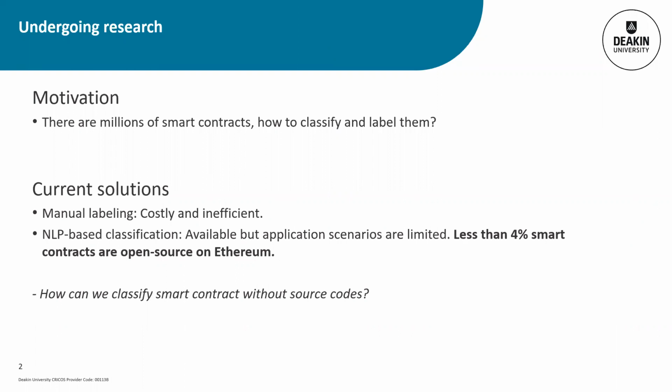Another solution is using natural language processing techniques to classify the smart contracts based on their source code. Actually, some NLP-based classifiers have already been proposed. However, NLP-based models have limited application scenarios because they can only classify open source contracts. But open source code is not compulsory for smart contract developers. According to our literature review, less than 4% of contracts are open source on Ethereum, which means that NLP models cannot classify more than 96% of smart contracts. So the question to answer is, how to classify smart contracts without source code?